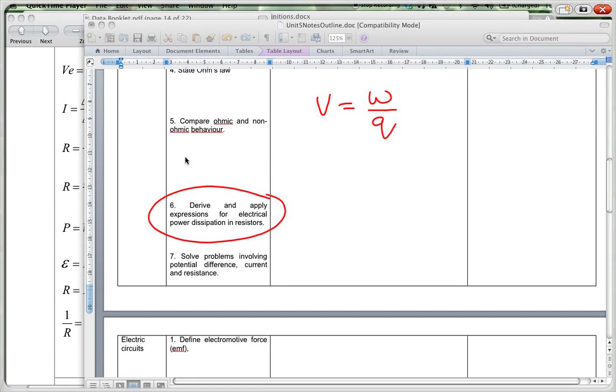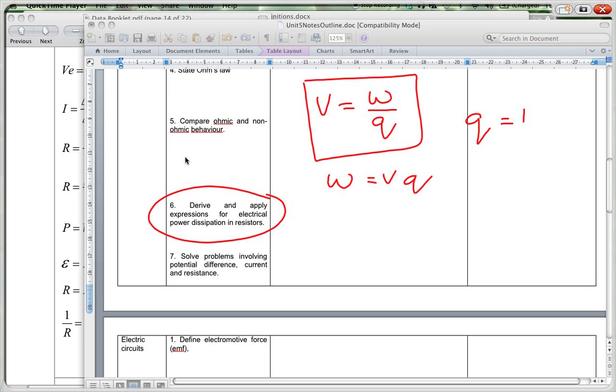We have V is equal to W over Q. Now this W over here is work, unit joules, energy. So W is equal to V times Q. Alright? Now Q is charge. Q is equal to IT in terms of a formula. Alright, it's your current times your time. Your I is equal to your Q over your time. So I can take this Q and replace it by IT. So I get W is equal to VIT.